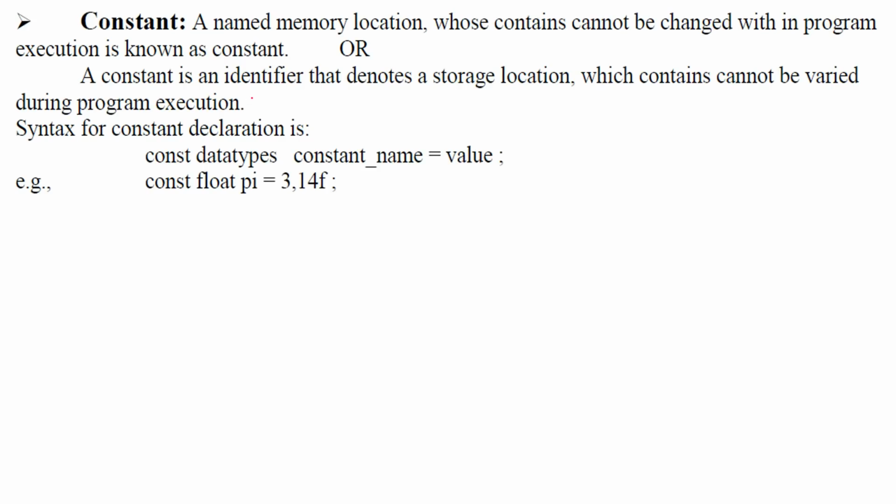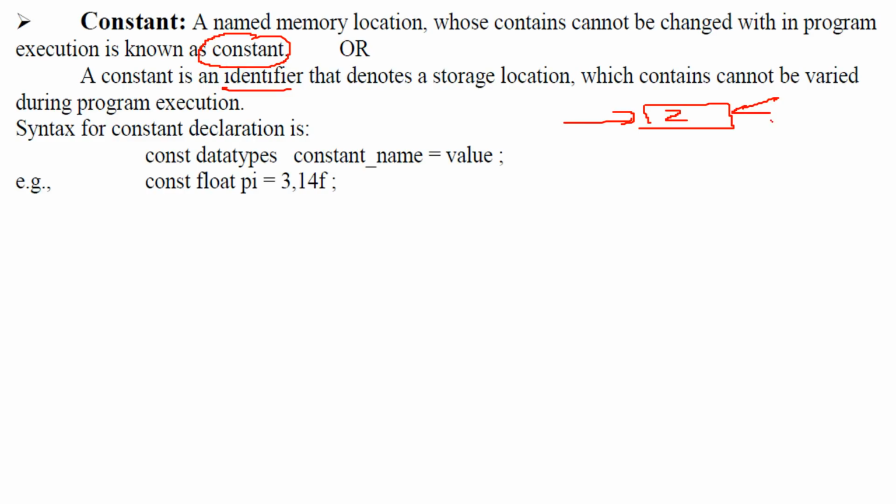Now coming to constants. A named memory location whose contents cannot be changed during program execution is called a constant. A constant is again an identifier naming a storage location, but the contents cannot be modified.